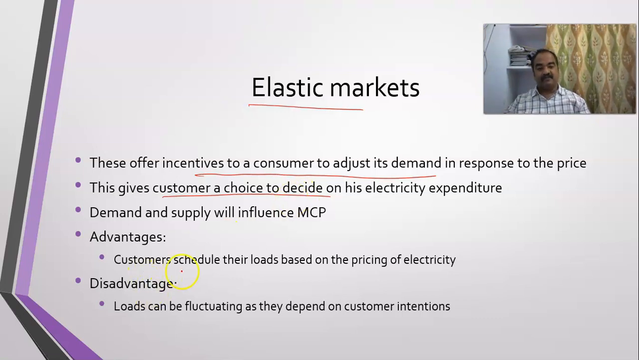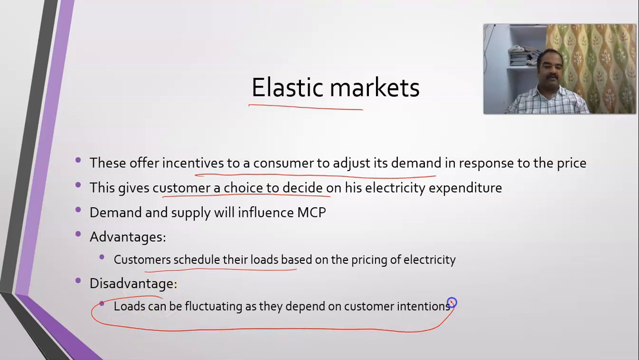And what are the advantages of this one? Customers will schedule their loads based upon the pricing of electricity because you are providing them an incentive. But the problem is that you don't understand how the loads are being varied. So the loads can be fluctuating as they depend upon customer intentions. We can't predict what is there in the mind of a customer, right? So it becomes a little bit complex when you are forecasting the things.